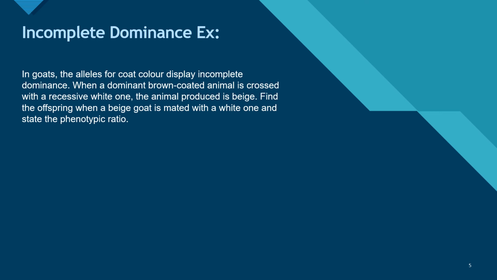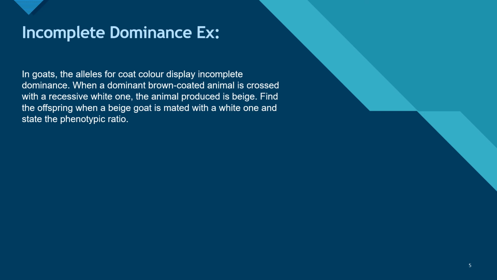Now let's take a look at how we do an incomplete dominance question. So for this one, we use that same similar setup of uppercase and lowercase. So in goats, the alleles for coat color display incomplete dominance. So it already tells us that. When the dominant brown-coated animal is crossed with a recessive white one, the animal produced is beige. Find the offspring when a beige goat is mated with a white goat and state the phenotypic ratio.